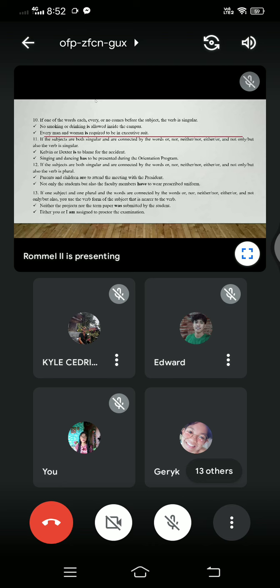Number 11. If the subjects are both singular and are connected by the words or, nor, neither nor, either or, and not only but also, the verb is singular. For example, Kelvin and Dexter is to blame for the accident. Singing and dancing has to be presented during the orientation program.